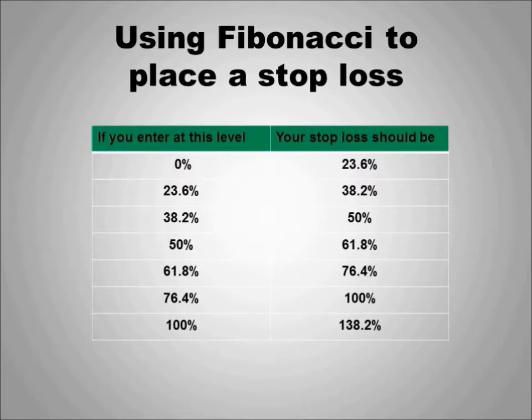So let's say you enter at level 0. Now I highlighted this in green to symbolize the uptrend. So we're using Fibonacci in an uptrend. If you enter at the 0% level, you want to set a stop loss at the 23.6% level. That is the support level below. Now, at the 23.6% line, you want to put a stop loss at the support level that's below. And it continues through all of the lines of support on an uptrend.